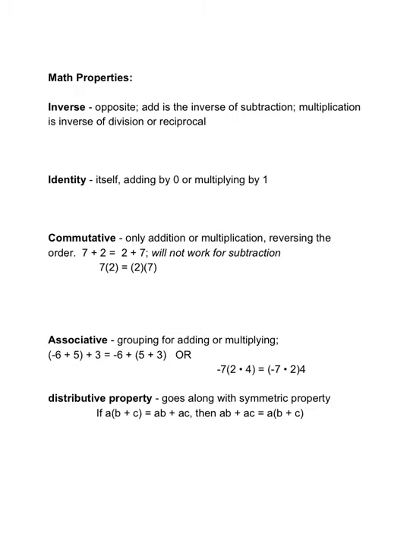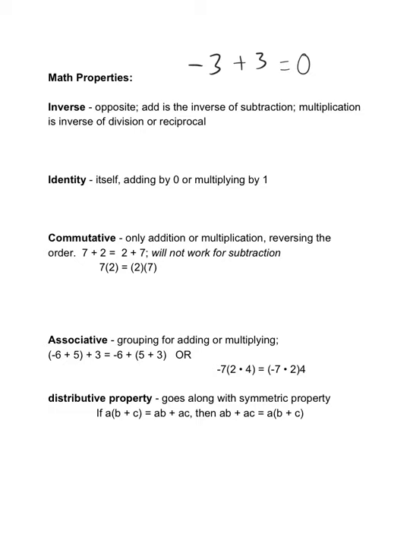Alright, so math properties. There's an inverse property. That basically means it's the opposite. So there's an addition property. But basically that just means if I have -3, the inverse would be adding 3. It would be 0. So it always equals 0. Can you write that?